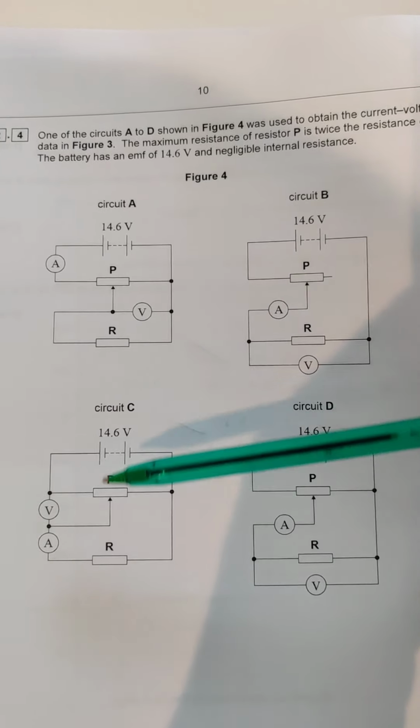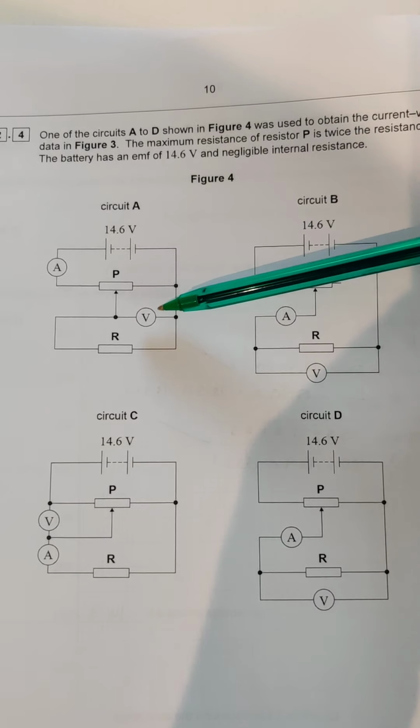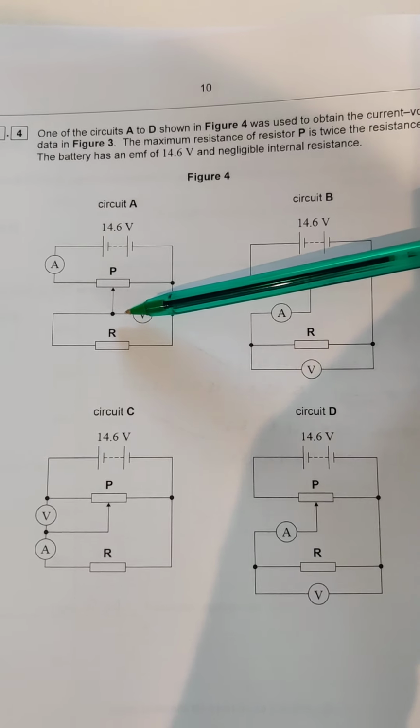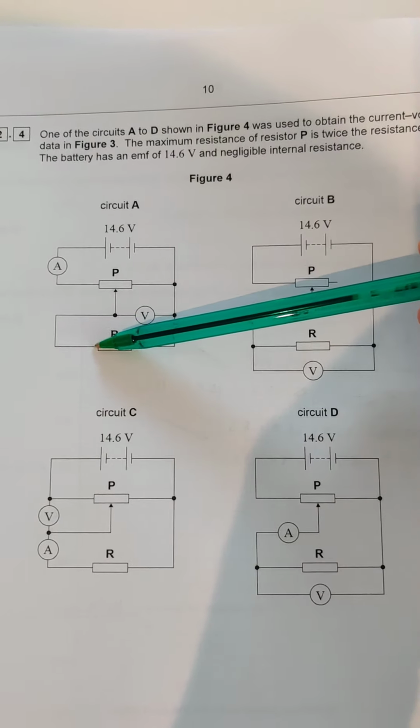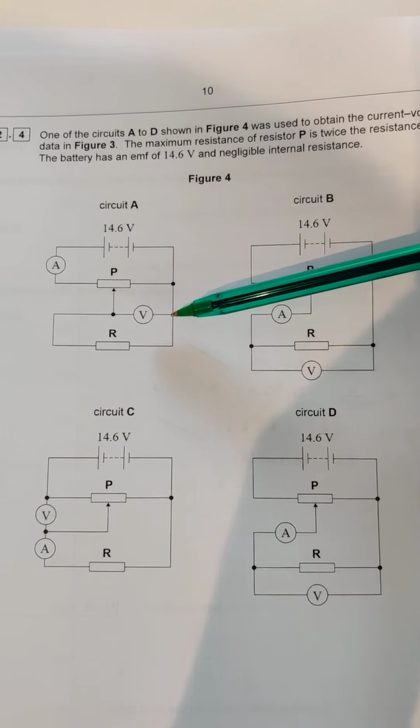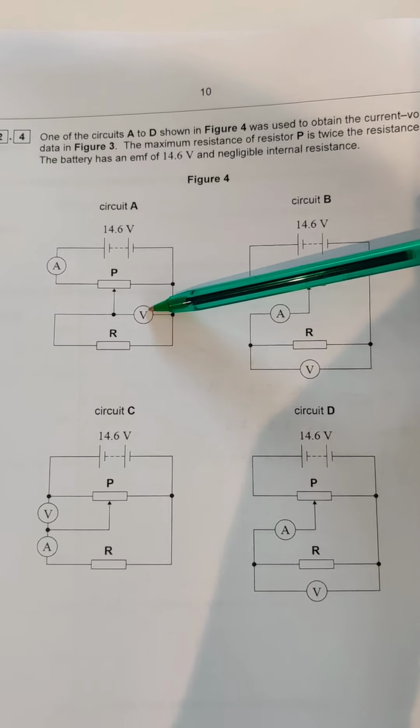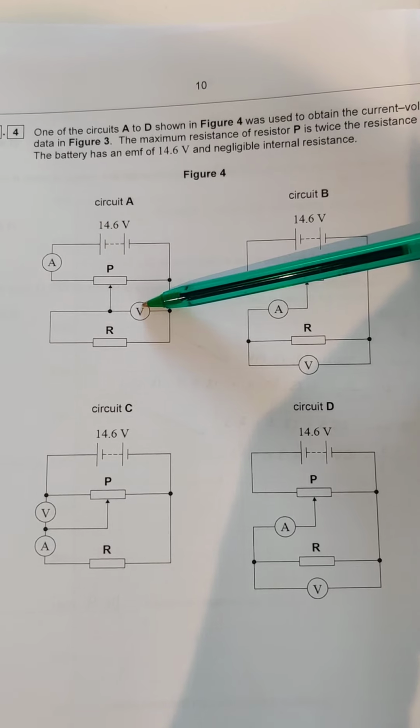So we're going to get a voltage reading out of part of P rather than across R. Now, some people thought that might be the problem on circuit A as well, but it's actually not. One side of the voltmeter is connected to one side of R, and the other side of the voltmeter connects up to the other side of R. So this voltmeter is placed perfectly well.